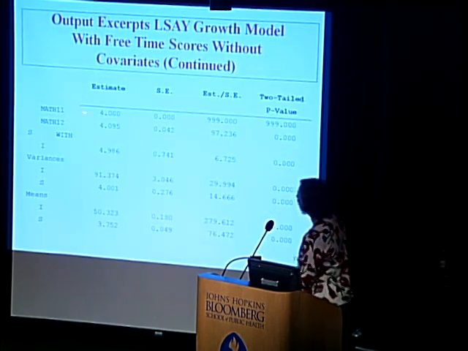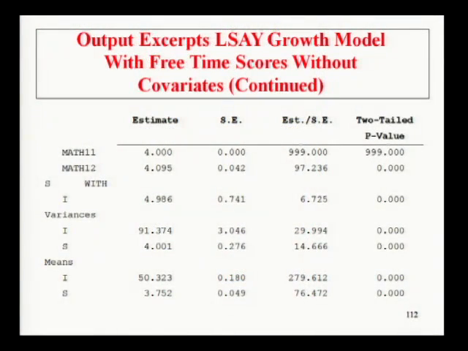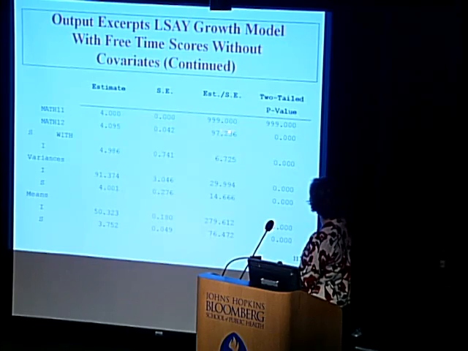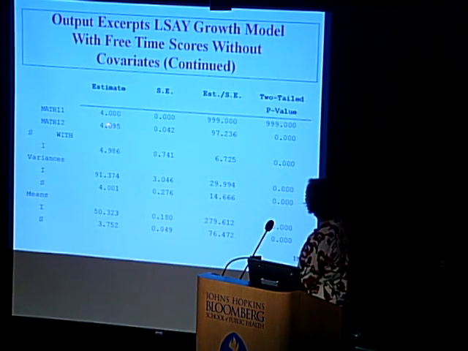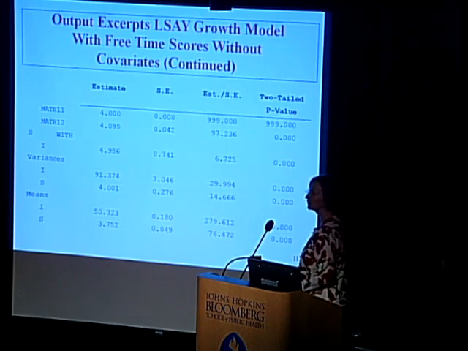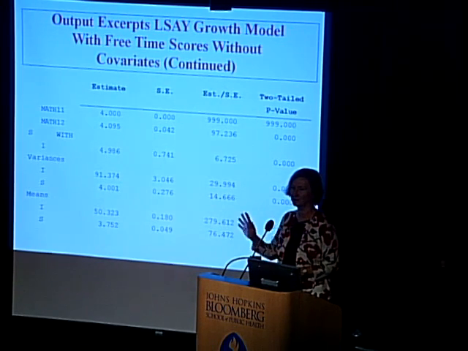Okay, and then for math 11 and 12, math 11 is fixed at 4, and we know they're fixed because we have 0 standard errors and 999s. But now, for math 12, it's a free time score. It's estimated. It has a standard error. It has a test of whether it's significant. And so it's 4.095. Now, the test of it's significant means that 4.095 is significantly different from 0.